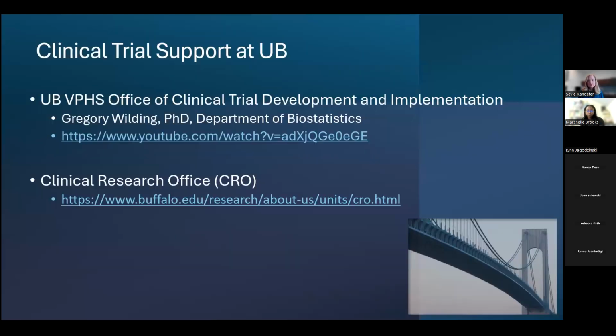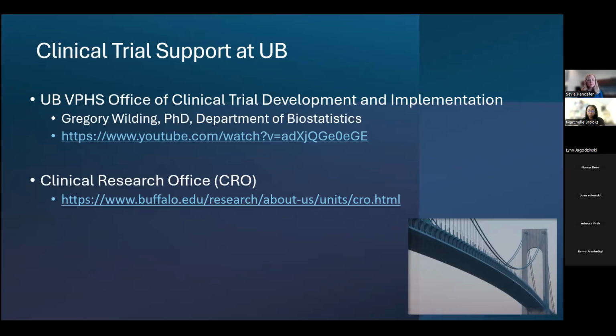Okay, so if you are looking for clinical trial support at UB, especially if you or your investigator are initiating a clinical trial and designing it yourself, there is a new VPHS Office of Clinical Trial Development and Implementation. It's headed by Dr. Wilding from the Department of Biostatistics. I could not find a website. I believe it is under development, but there is a YouTube video where Dr. Wilding talks about the different services offered. So this is a really great resource if you are looking to design and power your own clinical trial.